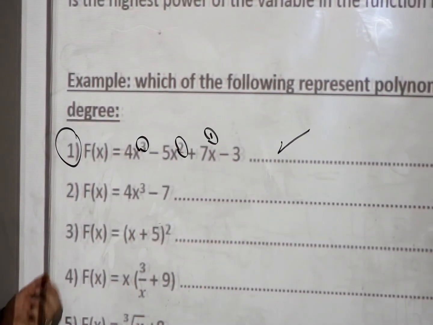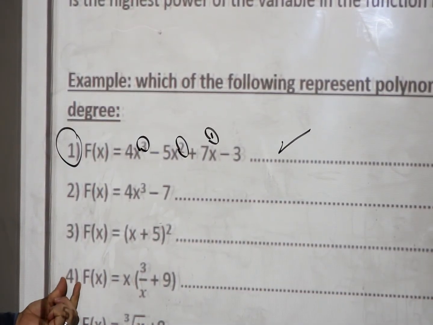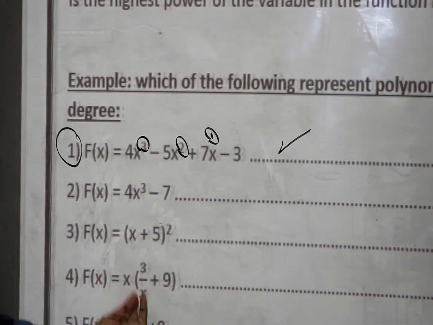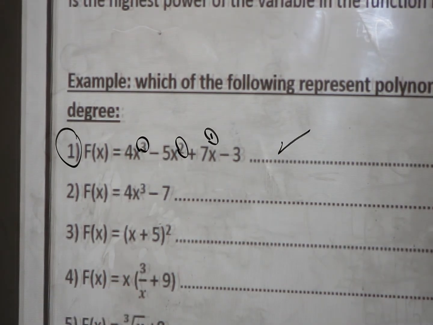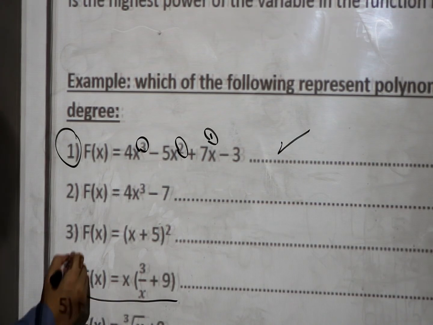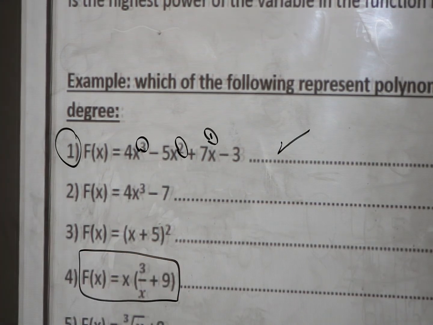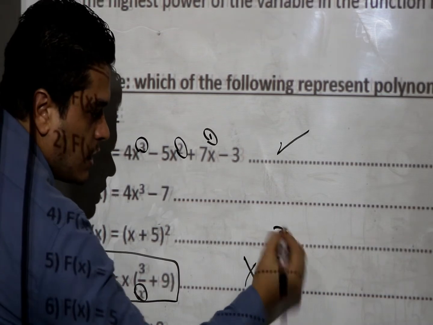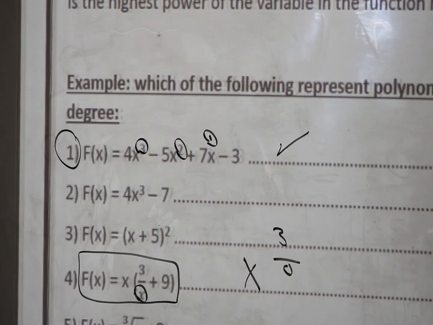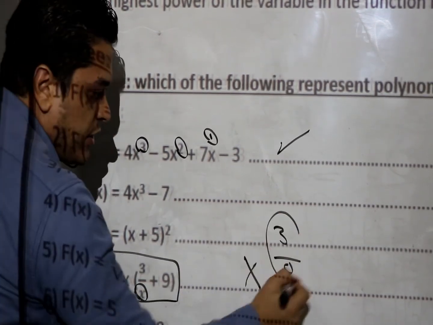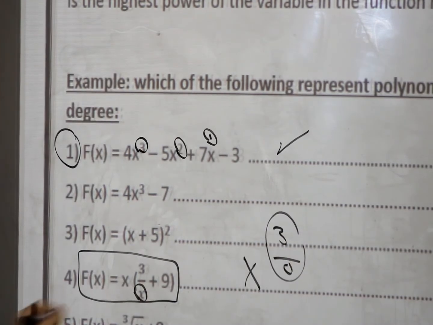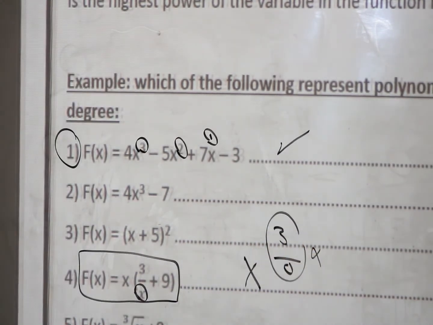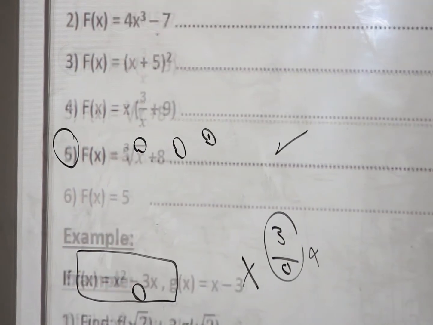What about example number 4? f of x equals x multiplied by 3 over x plus 9. Is this function a polynomial or not? It is not a polynomial. Why? Because you have x in the denominator. What about this? If you have 3 over 0, any fraction divided by 0 is not a function.